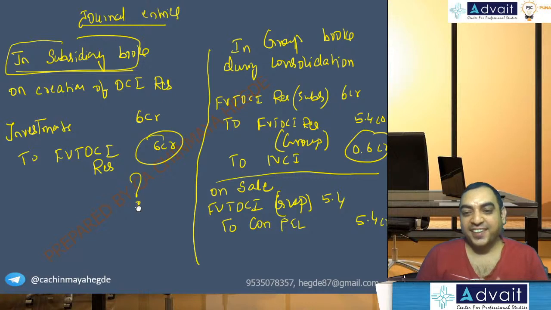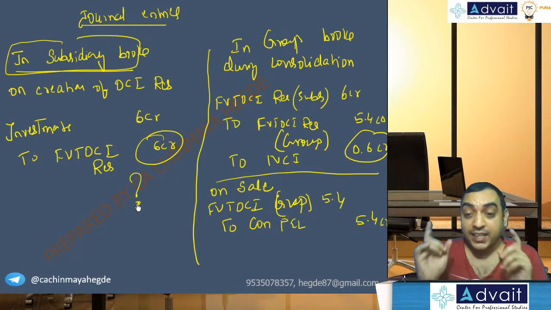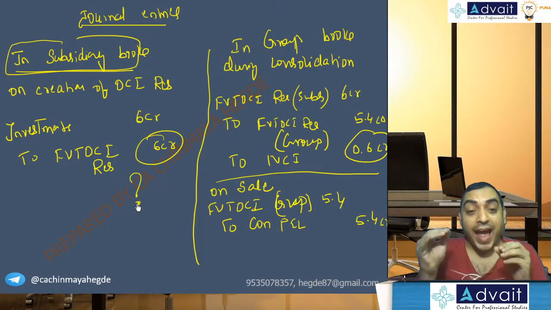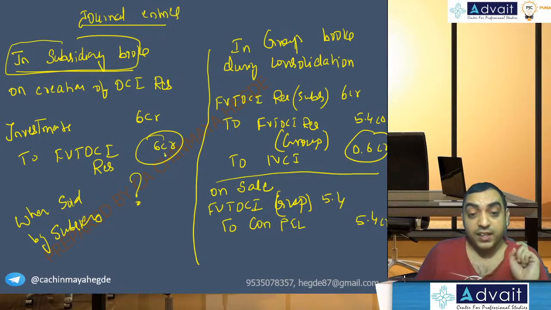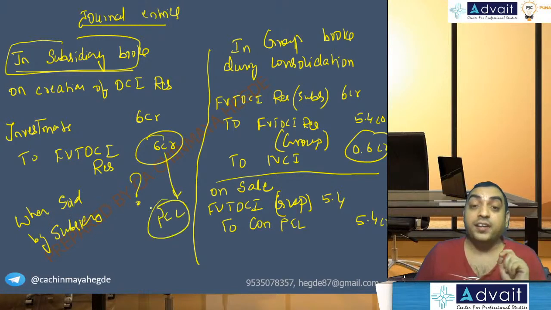No answer? Yeah, in subsidiary books, no treatment, nothing. Correct, Kanishka, correct, Rangesh. As of now, no treatment. When it is sold by the subsidiary company, then they will transfer this to P&L account. When the subsidiary company sells, then in the subsidiary books, they will transfer it to P&L account.